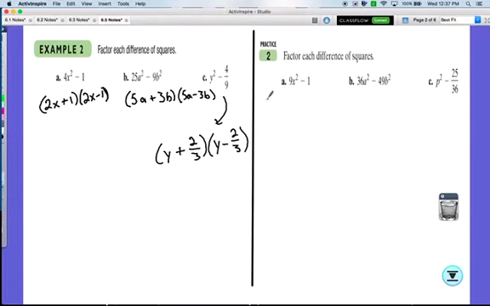Here you go. Your A is going to end up being 3x plus 1, 3x minus 1, because we have a perfect square minus a perfect square. For B, we'll have 6a, because it's the square root of 36a, plus the square root of 49 is 7, so 7b. And we'll have the same thing but with a minus in the middle. And finally for C, it's a fraction, but the top and bottom are both perfect squares. So it ends up giving you p plus 5/6 and p minus 5/6.